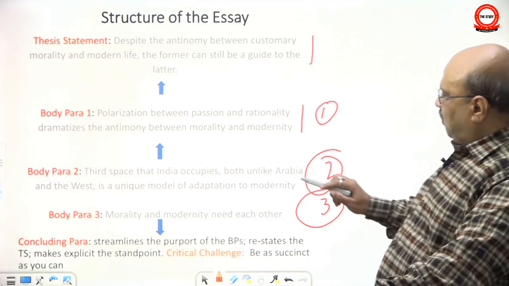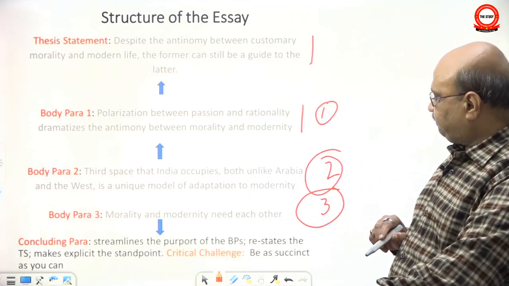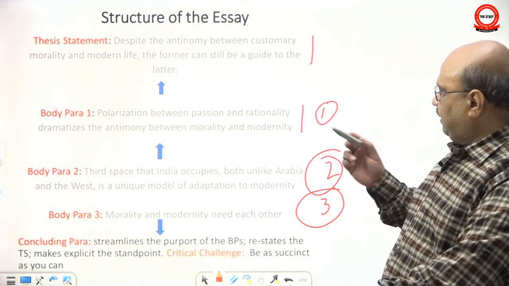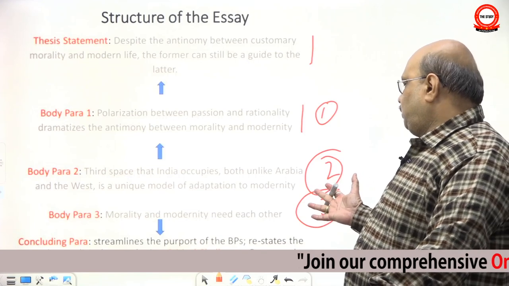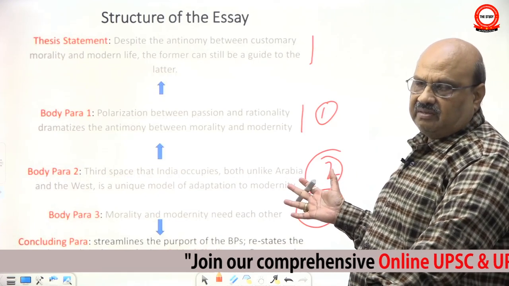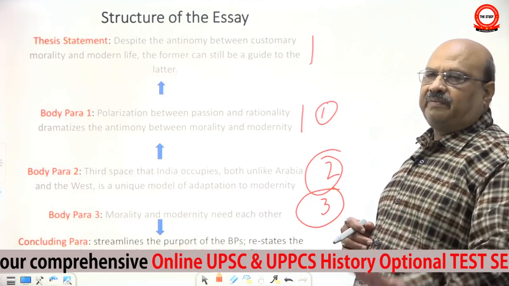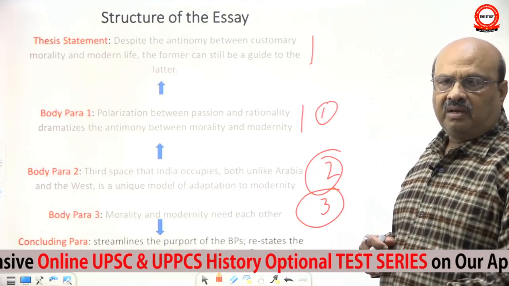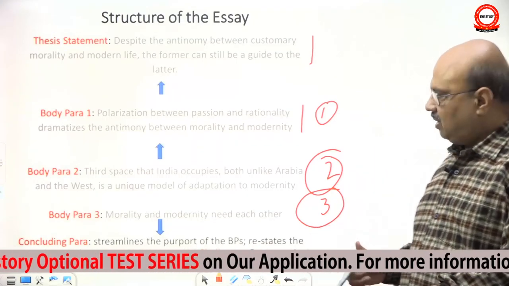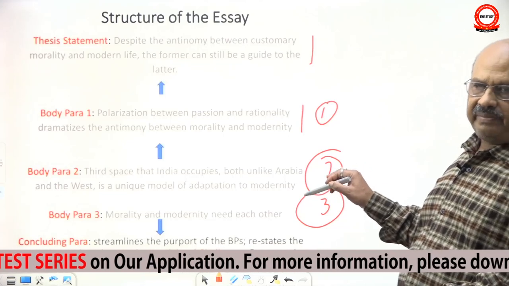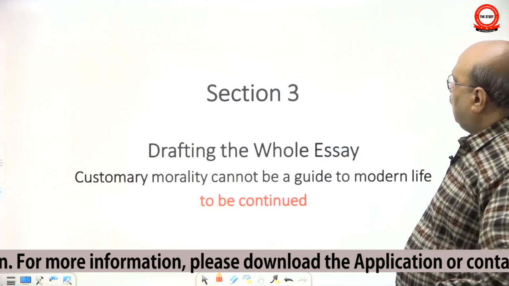Now, when you talk of the conclusion of an argument synthesis essay, like the previous essay, we do more or less the same thing. In the previous essay, we said that we should round off with a recommendation kind of a statement. That is the only thing we do not do while concluding an argumentative essay. Otherwise, other things are the same.